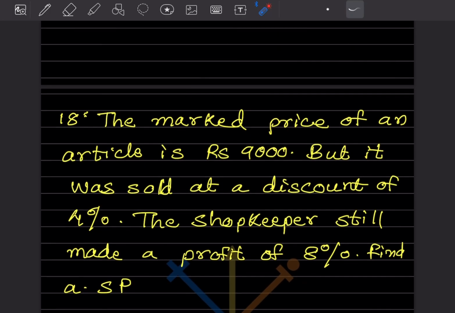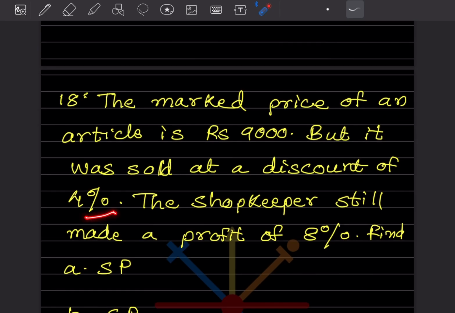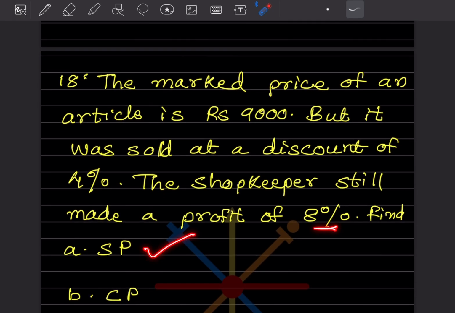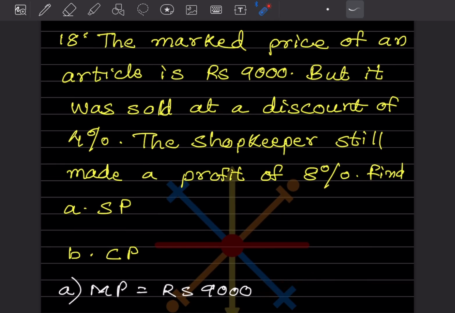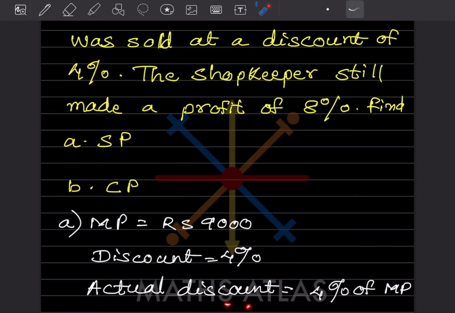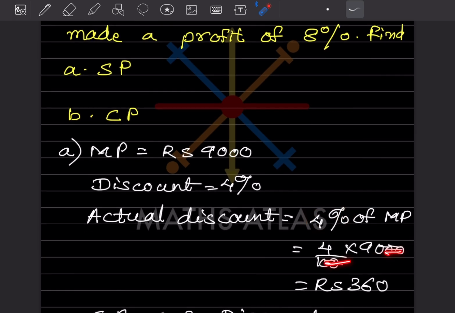The mark price of an article is given here as 9000, but it was sold at a discount of 4% and the shopkeeper still made a profit of 8%, and you have to find the selling price and the cost price. So mark price is 9000, and discount is given as 4%. So actual discount is the 4% of the mark price. So 4 divided by 100 into mark price 9000. After simplifying this, we get the actual discount is 360.